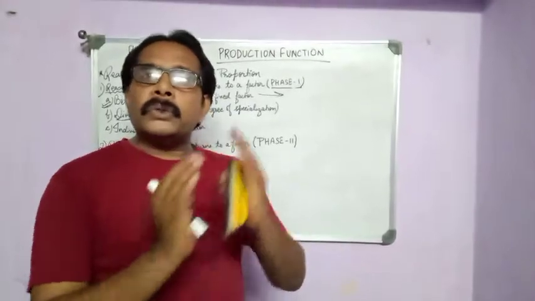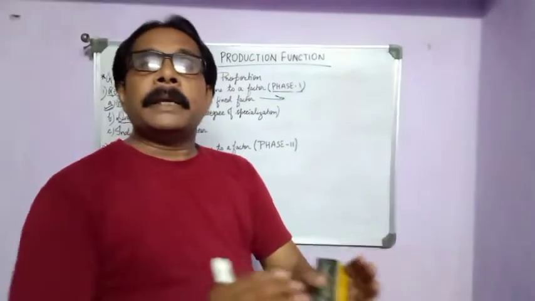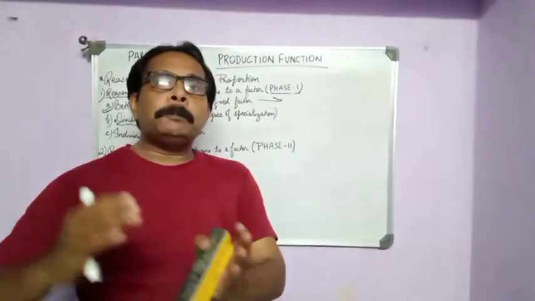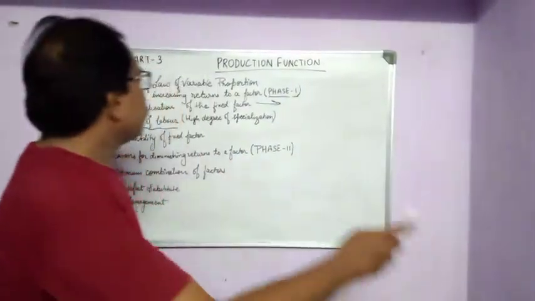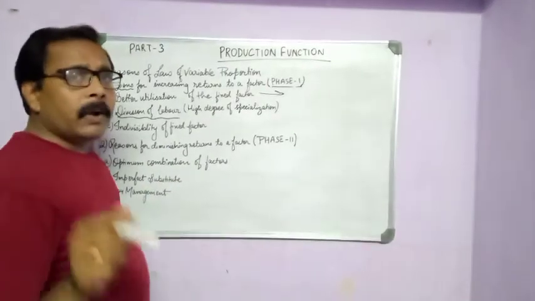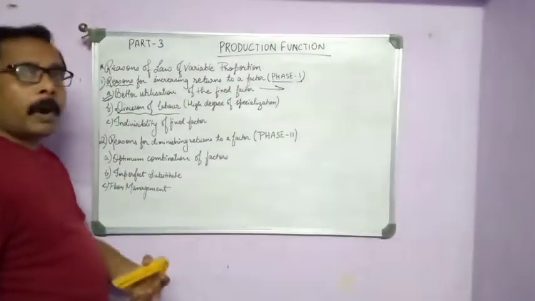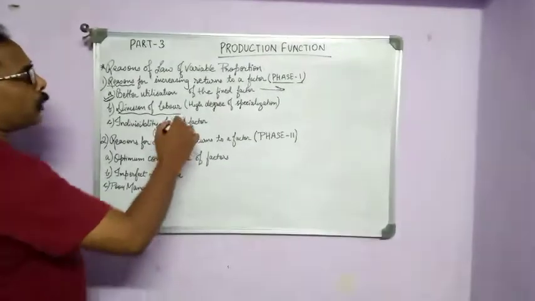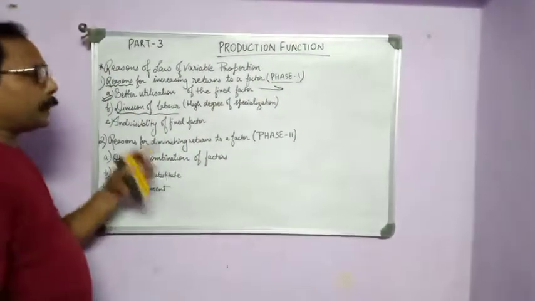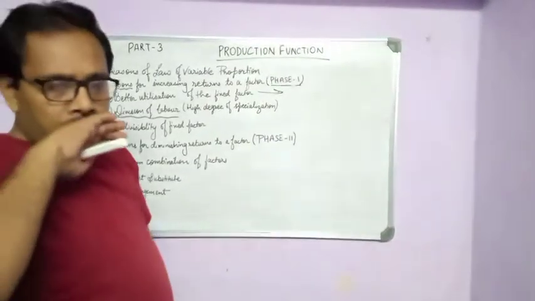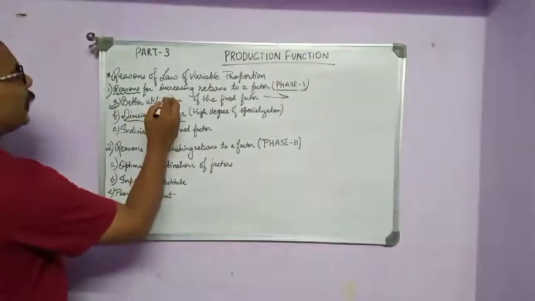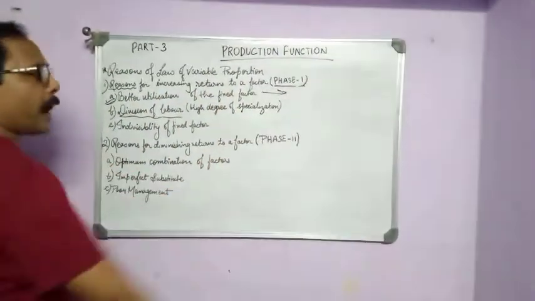So according to their efficiency, the management, the owner of the firm, distributes their work, and the owner of the company or the firm gets maximum output because these people show a high degree of specialization, and the production increases at a faster rate. That is known as increasing returns to a factor.